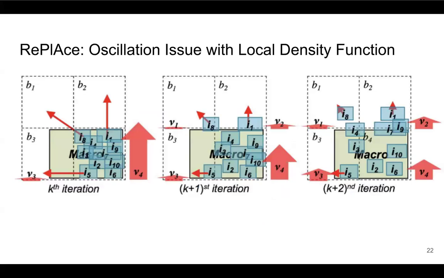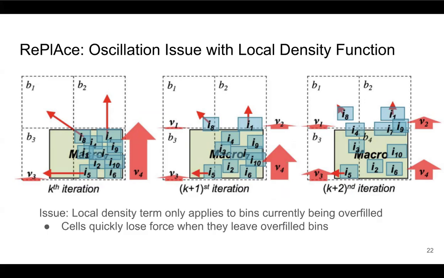And so there's a problem though if I do this, and they show this problem in this case. When you're in an overfilled bin, you're going to feel a really strong repulsive force. When you get out of that bin, though, you're immediately not going to feel that repulsive force anymore. And what happens is that the cells quickly lose their force when they leave the overfilled bin, which isn't a very desirable trait.